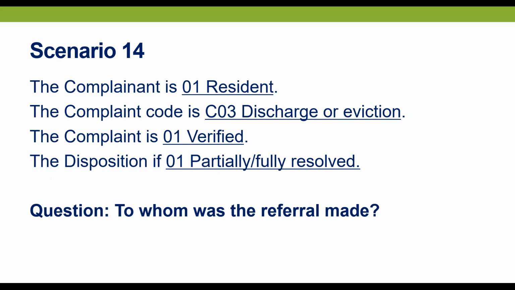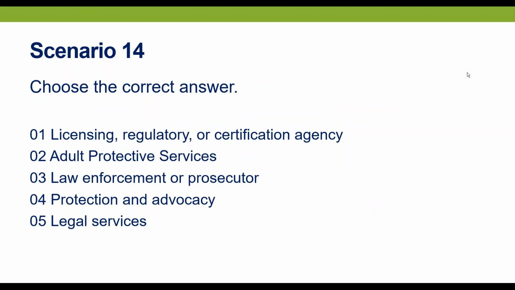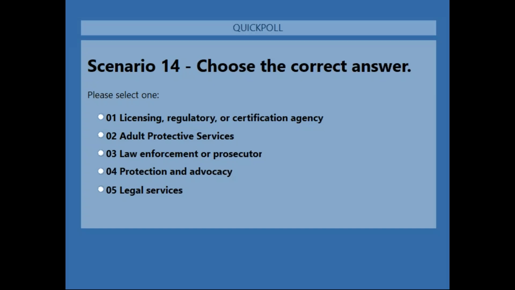Next slide. So in this situation, the complainant is the resident. The complaint code is C03, discharge or eviction. The complaint is verified, and the disposition is partially or fully resolved. So our question in the poll is, to whom was the referral made? So please select the correct answer. And again, we could only show 5 of the 7 referral agency codes.